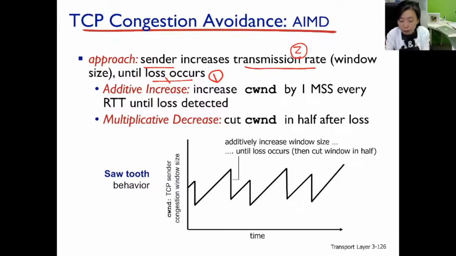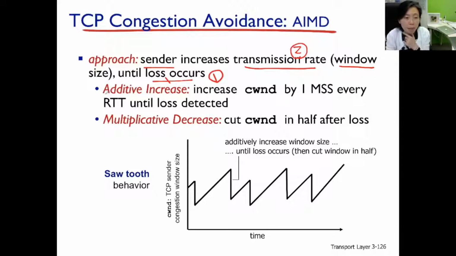Now, by sending rate here, I'm adjusting. In TCP, it's implemented this way by changing the sending window size. You see that the sending window size is a limiting number of bytes we can send out within one round trip time. Therefore, increasing the sending window size is increasing the sending rate.